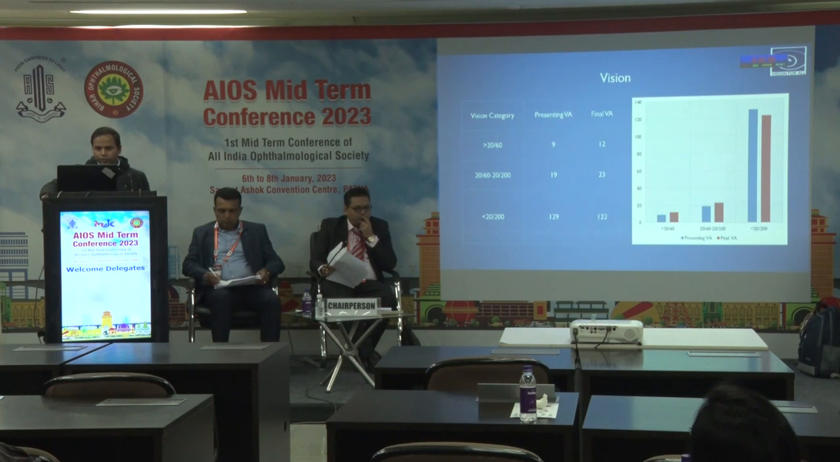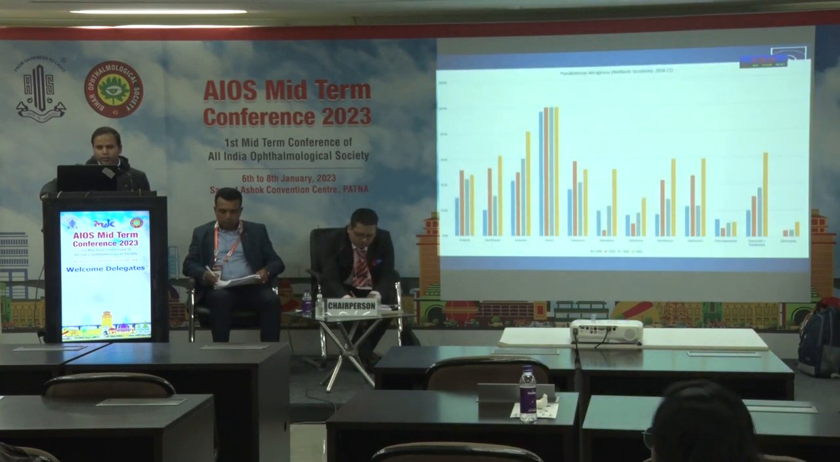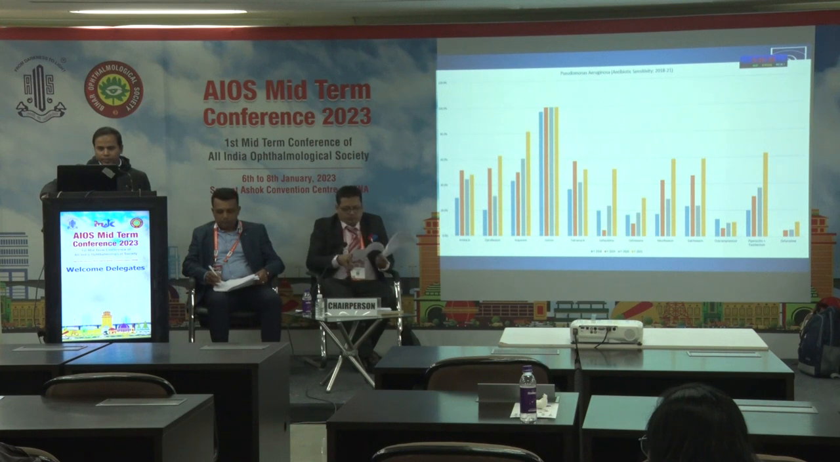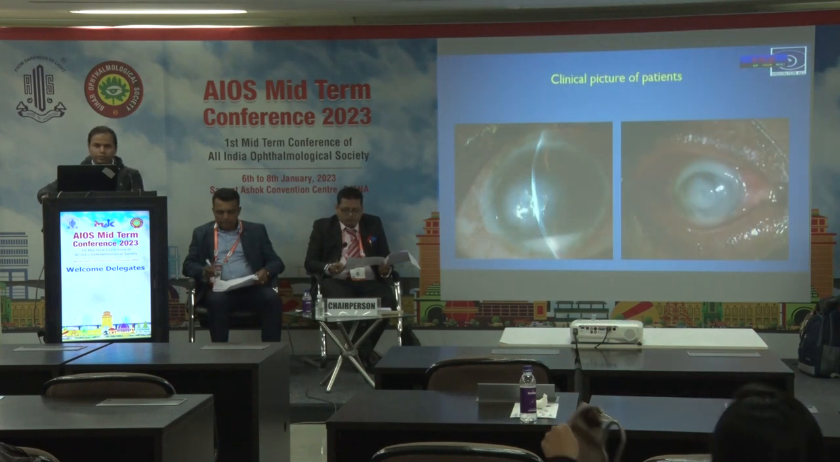And this is the visual outcome. Most of the patients who presented late had vision less than 2200. Final visual outcome was also poorer. And this is the sensitivity pattern. Colistin was most sensitive, in almost 98% of cases, followed by imipenem, which is followed by tobramycin. This is the clinical pictures.